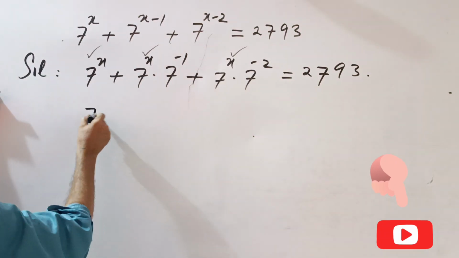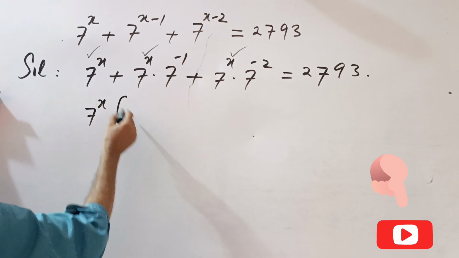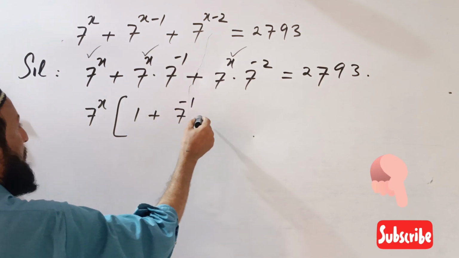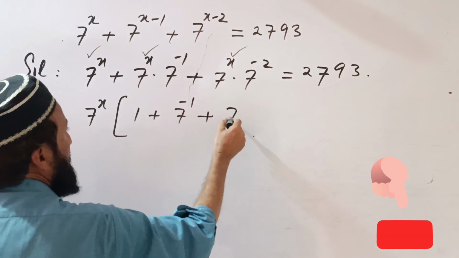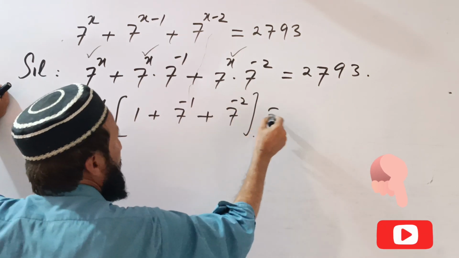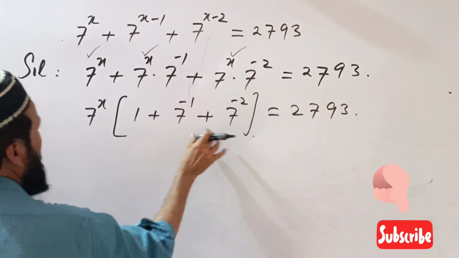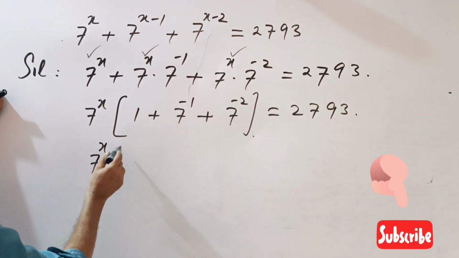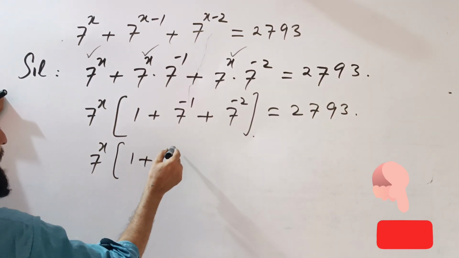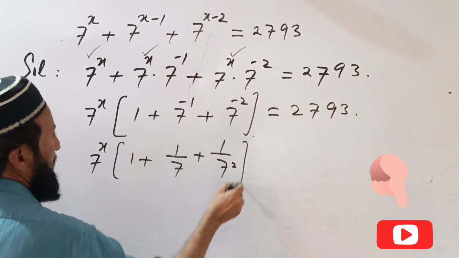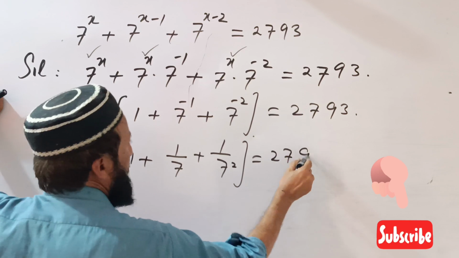Now here we are taking common 7 exponent of x, and 1 is remaining as its coefficient, and here minus 7 exponent of minus 1 and 7 exponent of minus 2 is equal to 2793. Now we simplify this term: 7 exponent of x times, 1 plus we can write 1 by 7 plus 1 by 7 square, is equal to 2793.